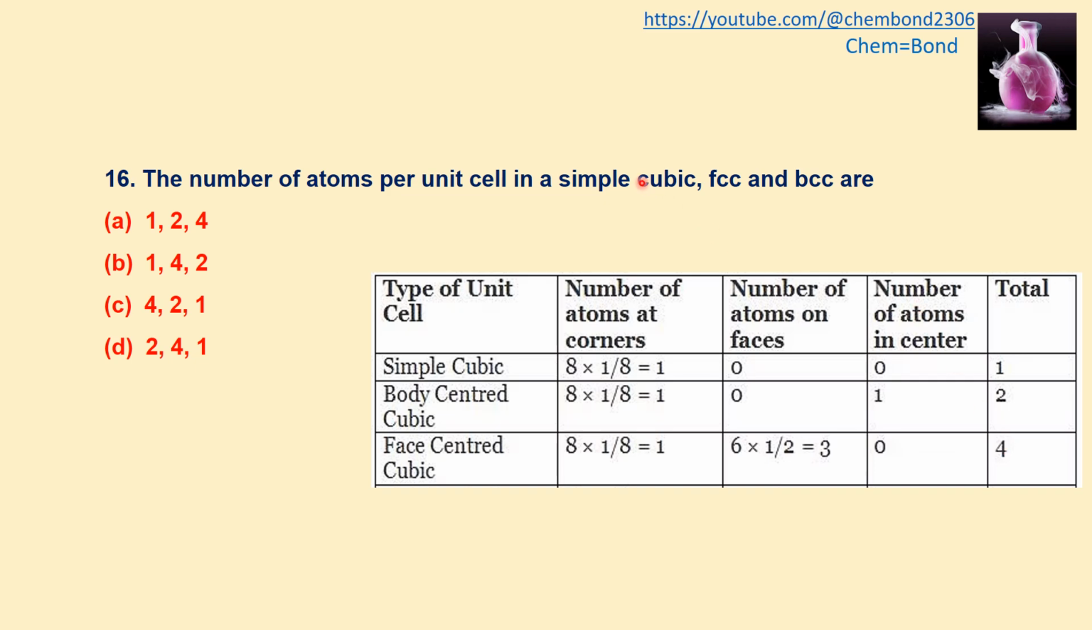So the question is about simple cubic, face centered cubic and body centered cubic. We will arrange all these values according to the question. Simple cubic will be at the first position, face centered cubic, that is 4, at the second position, and body centered cubic, that is 2, at the third position. So 1, 4 and 2 will be the correct answer, that is option B.